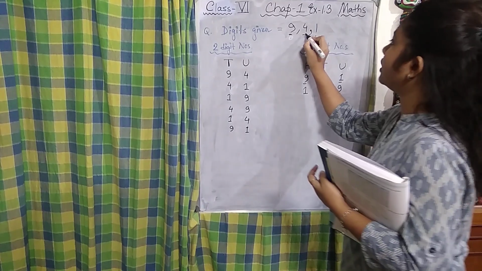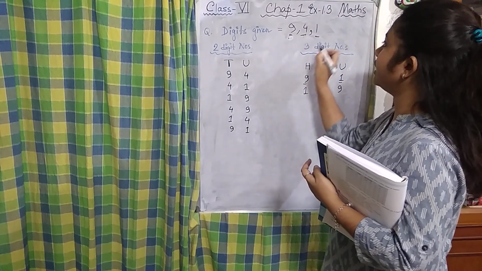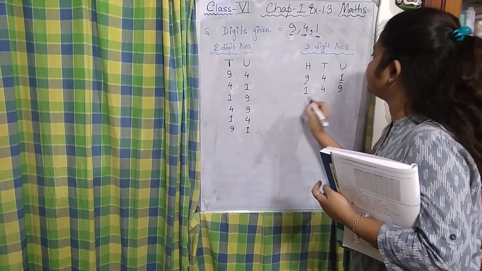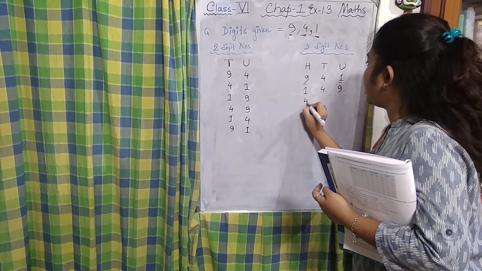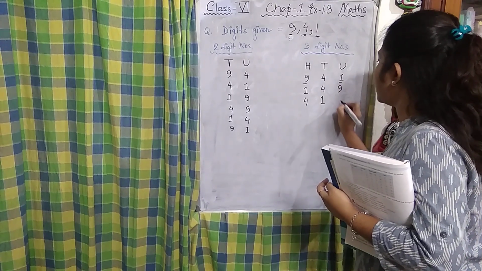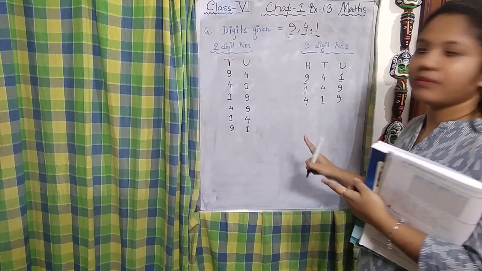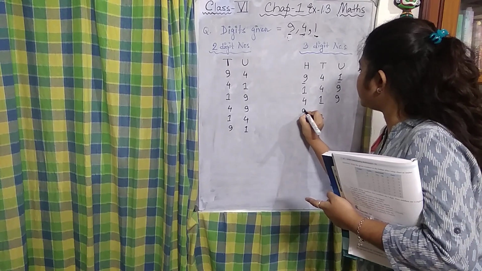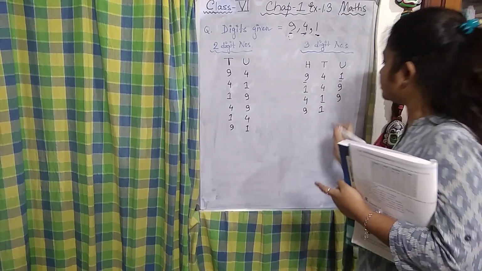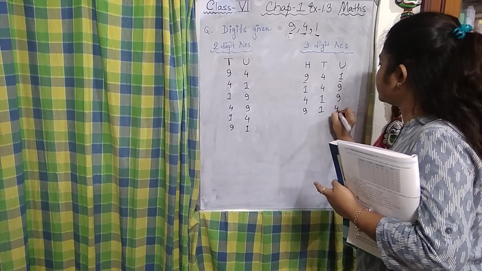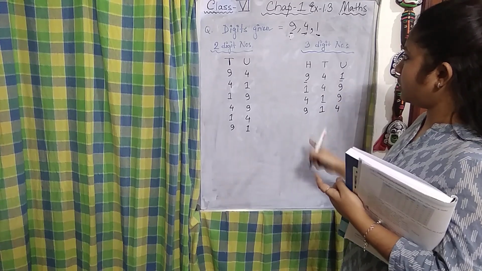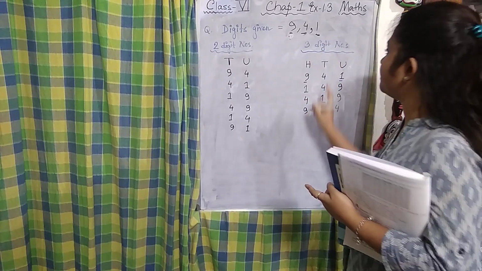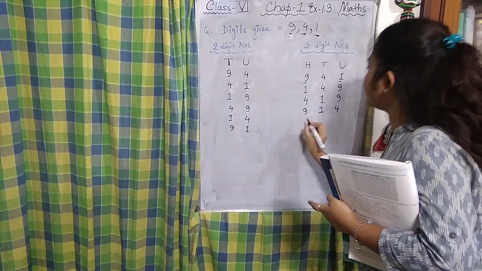Understand? Now again we will reshuffle it. 4 1 9. Again in the same manner we will follow: we take the third position to the first, keep the second position intact, and the first position to the third position. Now again we will reshuffle, 1 9 4.